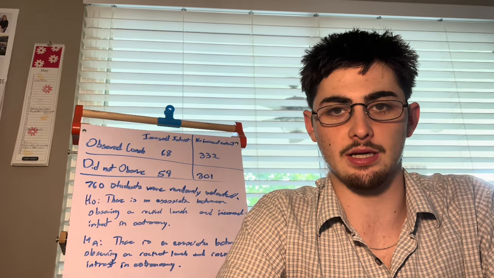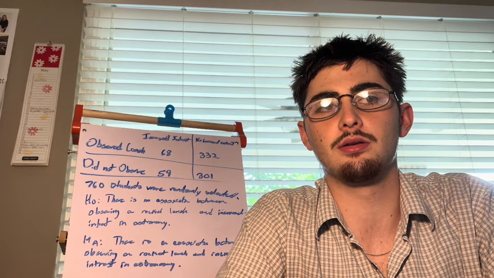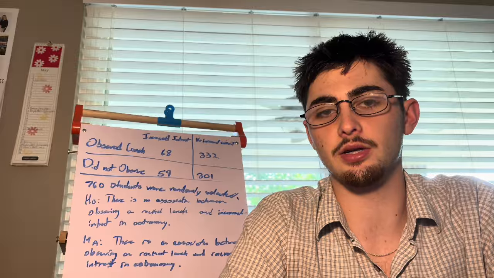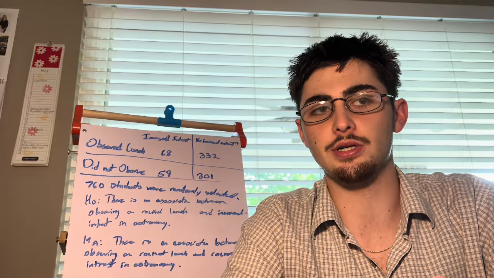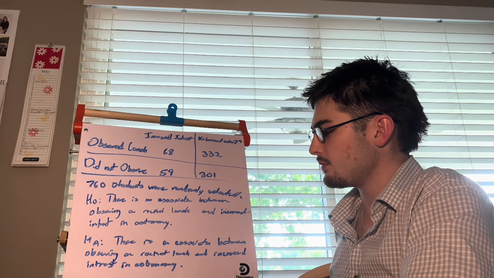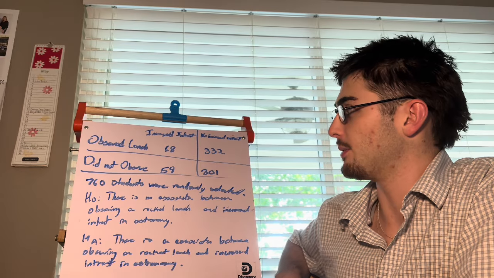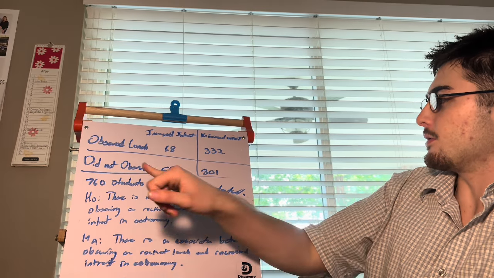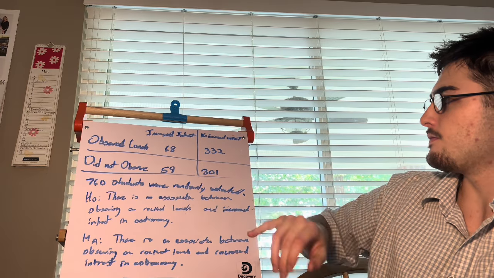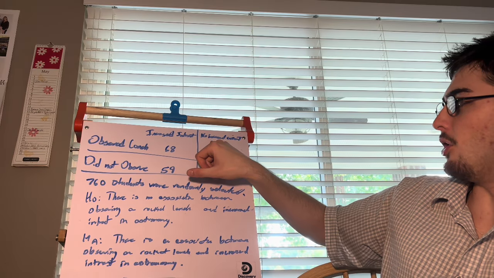So I have an example. We're going to be observing whether seeing a rocket launch is going to increase or not increase the interest in astronomy. So this is the chart. If you want to pause, you can draw this on your own piece of paper. So we have observed launch, did not observe launch, increased interest, no increased interest.